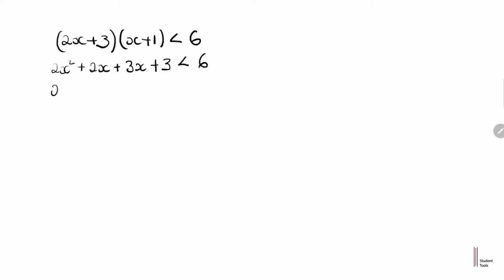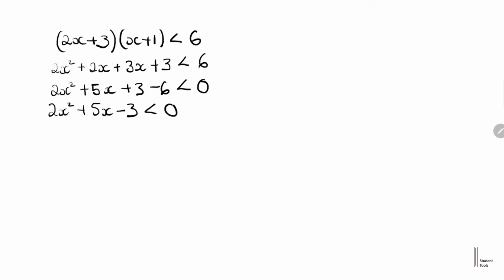So 2x squared plus 2x plus 3x. These are like terms, so we can add them. So 2x plus 3x, that will be 5x, plus 3 less than 6. Because we want everything on the left hand side, we will subtract 6 here, such that this will be less than 0. So 2x squared plus 5x plus 3 minus 6. So this will be minus 3 less than 0. Okay, so now we have this.